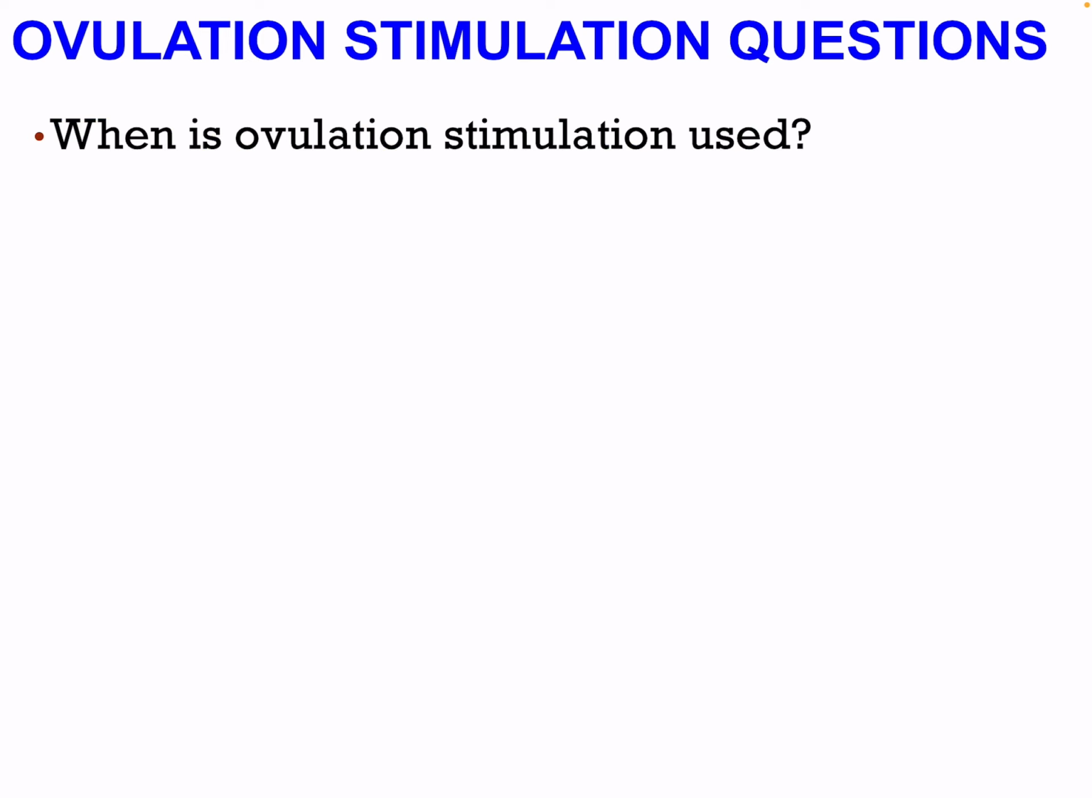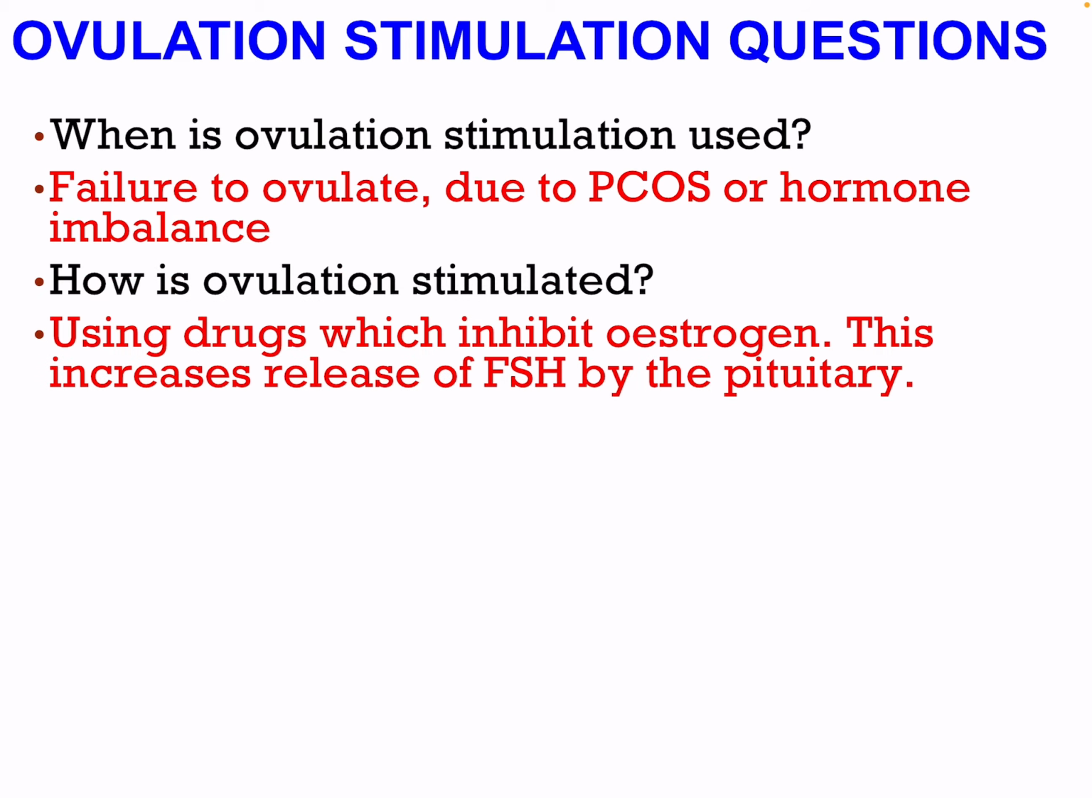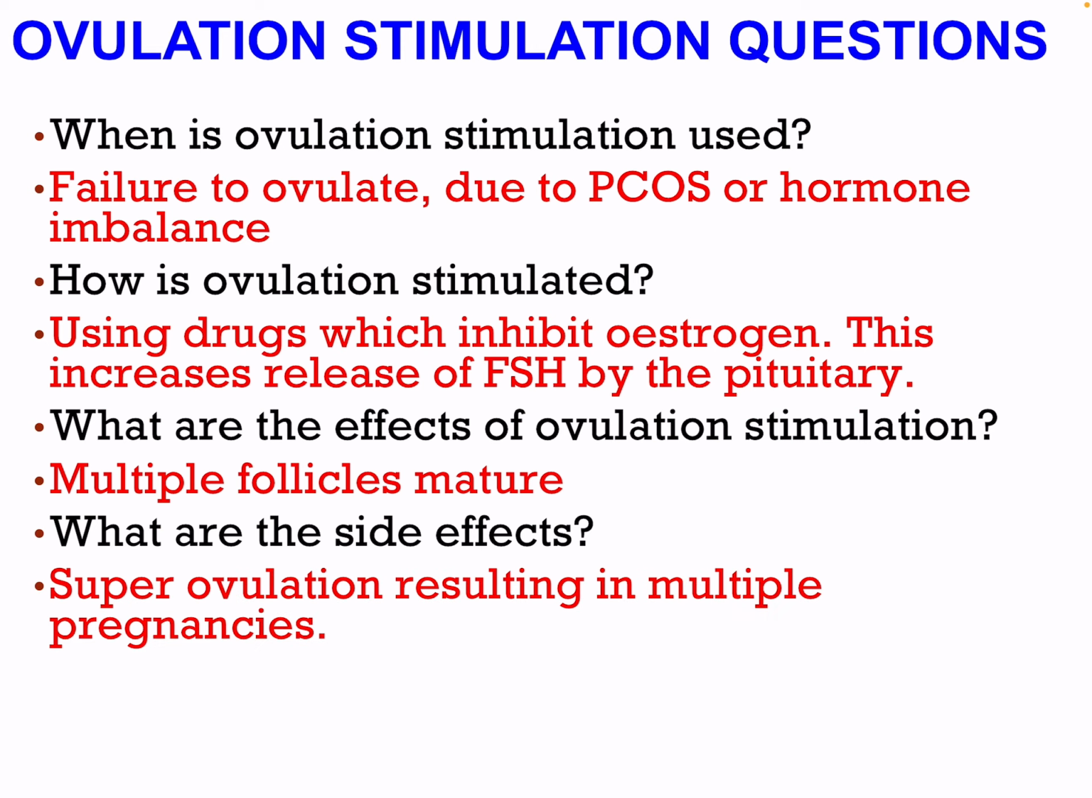So ovulation stimulation is used when there is failure to ovulate or due to hormone imbalances. Ovulation is stimulated using drugs which inhibit estrogen, which will then increase the release of FSH by the pituitary. Effects of ovulation stimulation are multiple follicles will mature. Side effects are superovulation, which can result in multiple pregnancies.